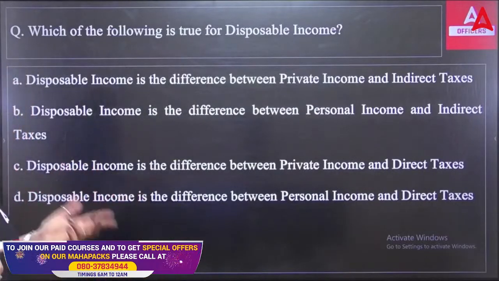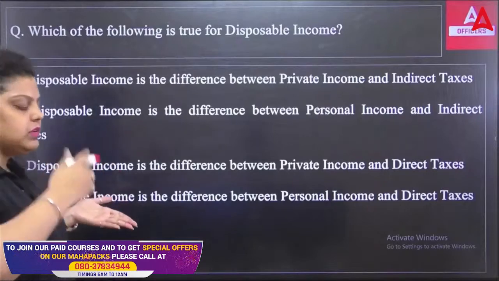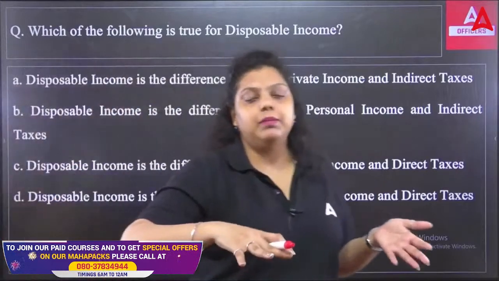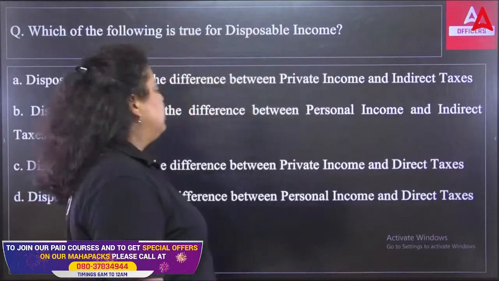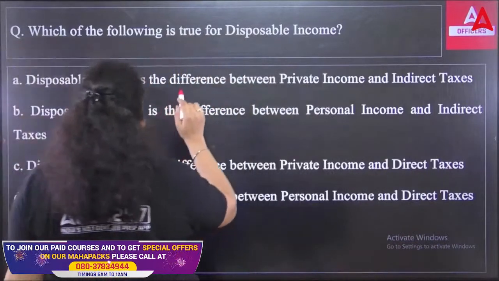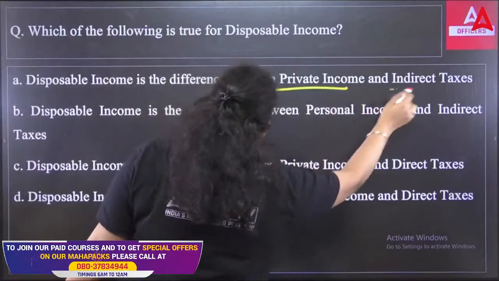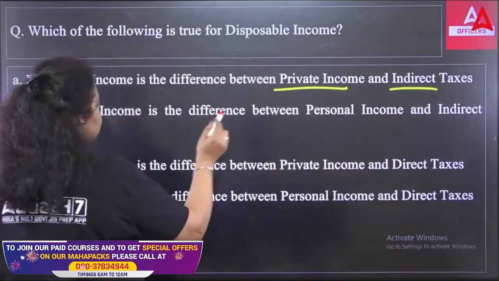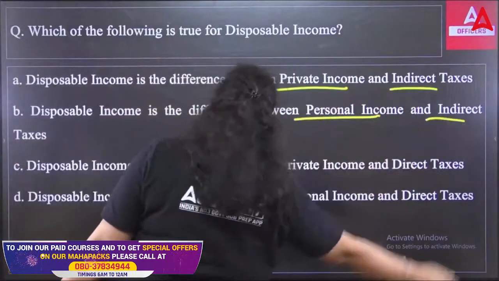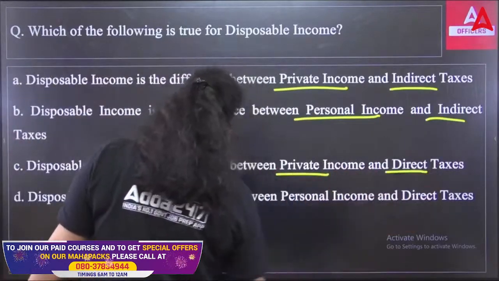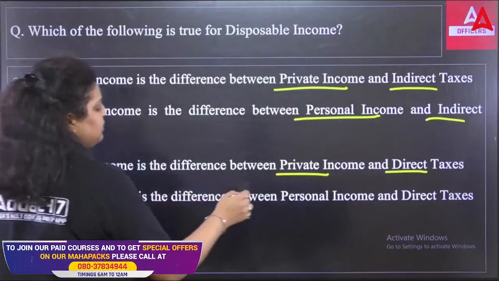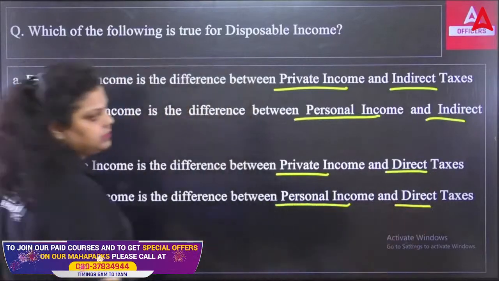Because of which my expenditure capacity also varies. If I'm paying high taxes, my expenditure capacity will be low. If I'm paying low taxes, my expenditure capacity will be high. So the first option says disposable income is the difference between private income and indirect taxes. Second, disposable income is the difference between personal income and indirect taxes. Third, disposable income is the difference between private income and direct taxes. Fourth says disposable income is the difference between personal income and direct taxes.